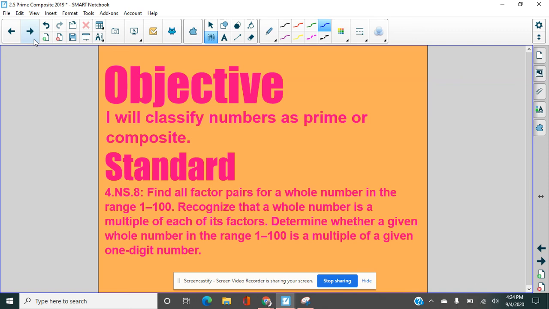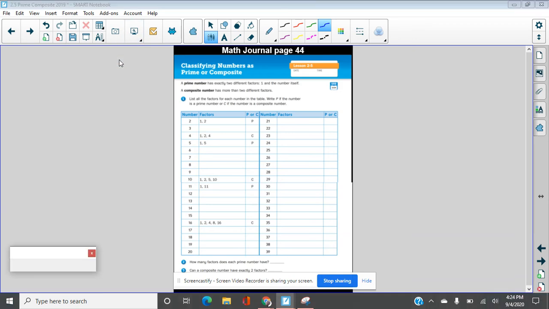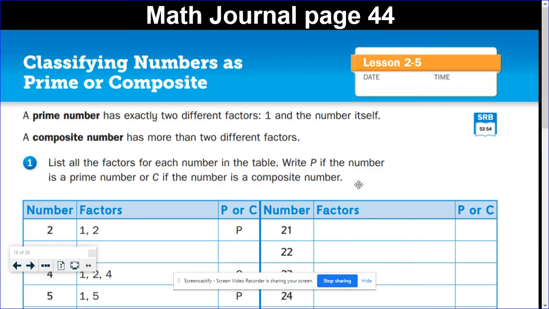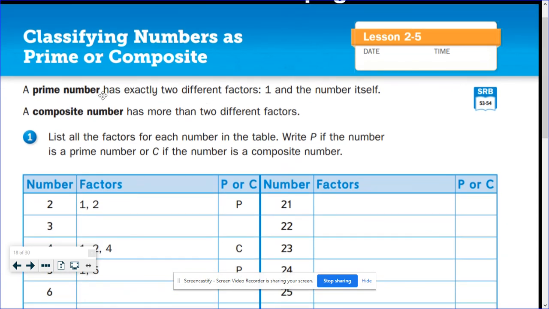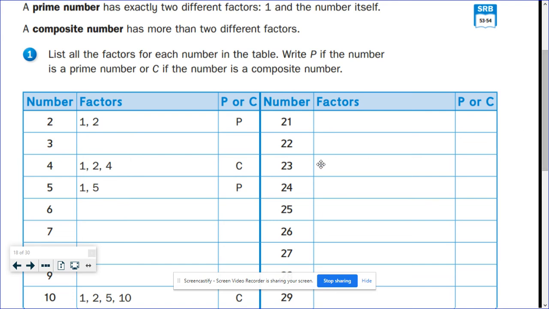All right, so we're classifying numbers as prime or composite. This is related to our factor pair standard. Now, one good thing is this is a much shorter video than usual. This math journal page will take you a little bit longer. And that's okay, because I said less time on the video. Here are your definitions of prime and composite numbers.